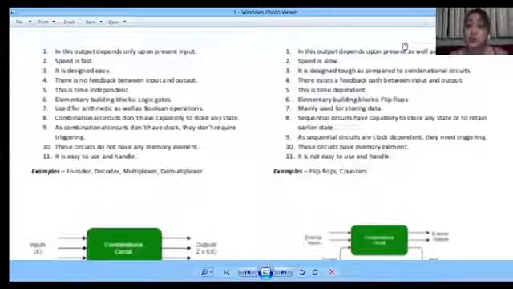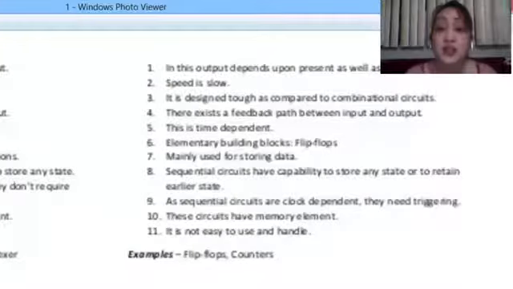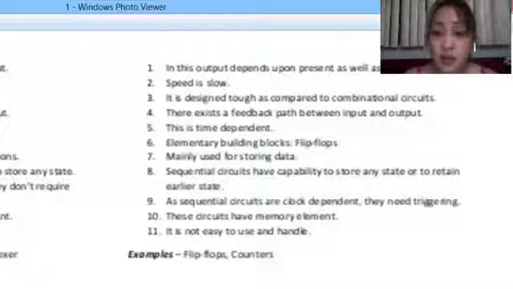What is a sequential circuit? In this, output depends upon the present as well as the past inputs. Speed is low. It is designed tough as compared to a combinational circuit. There exists a feedback path between the input and the output. This is time dependent. Elementary building blocks are called flip-flops, mainly used for storing data. Sequential circuits have the capability to store any state or to retain the earlier state.